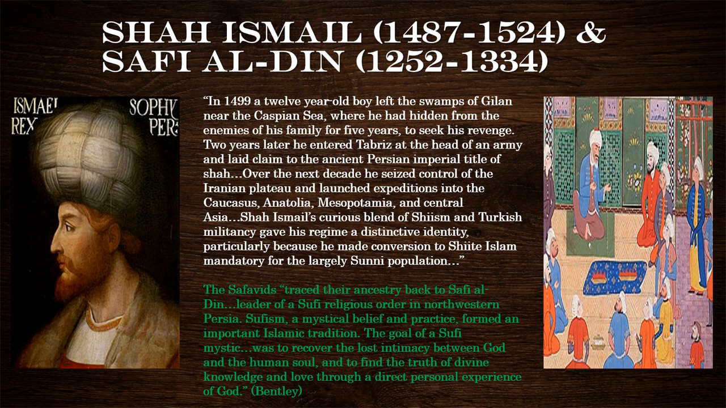Over the next decade, he seized control of the Iranian plateau and launched expeditions into the Caucasus, Anatolia, Mesopotamia, and Central Asia. Shah Ismail's curious blend of Shiism, a branch of Islam, and Turkish militancy, basically meaning the Turkish military prowess, gave his regime a distinctive identity, particularly because he made conversion to Shiite Islam mandatory for the largely Sunni population. So another audacious move on his part.